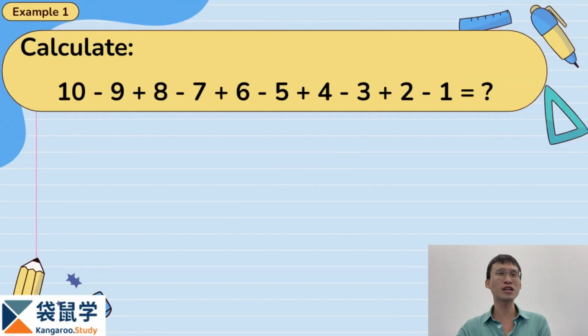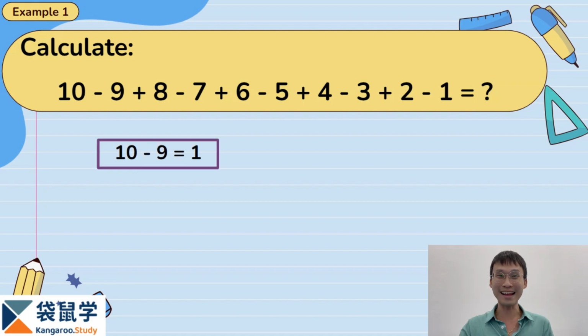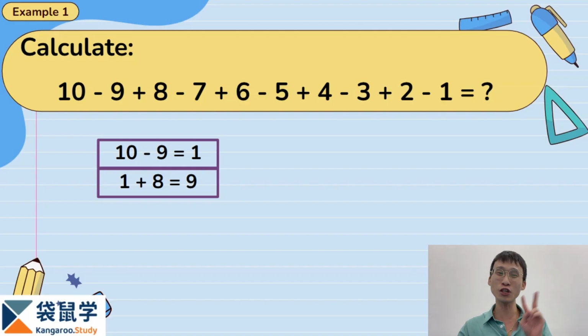Let's look at this string of numbers. So we have 10 minus 9 plus 8 minus 7 all the way until plus 2 minus 1. So let us try the normal way first, step by step. What is 10 minus 9 equal to? 1. Excellent. Then we move on to take 1 plus 8, which will give us what value? 9. Very fast calculation. Let us continue to subtract 7, which will give us what value again? It will give us 2.